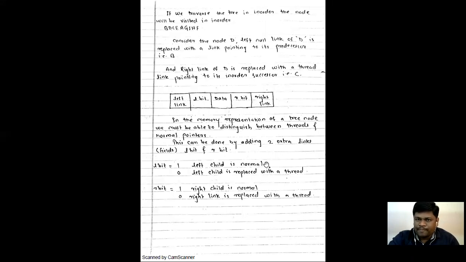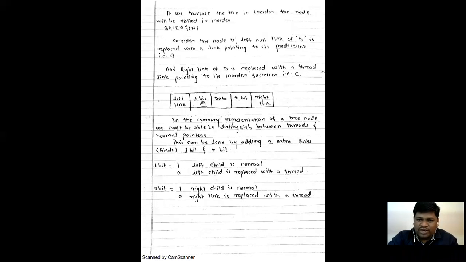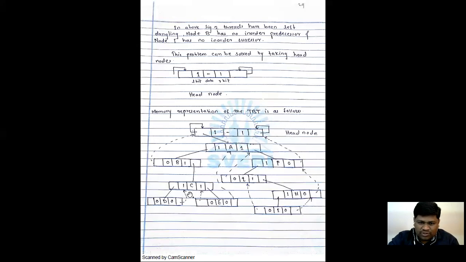Shubham, normal pointer असेल तर मग आता D साठी इथं काय येईल? 1 येईल का 0 येईल? D ला आपण काय केलेलं आहे इथं? We have replaced the null value with the thread. मग इथं 0 येईल का 1 येईल D साठी? शुभम? 0, sir. 0 येणार. ठीक आहे. आणि R साठी R bit काय येणार? 0.